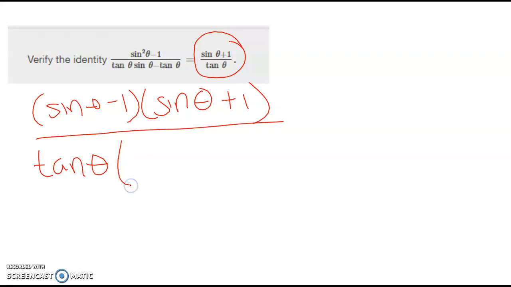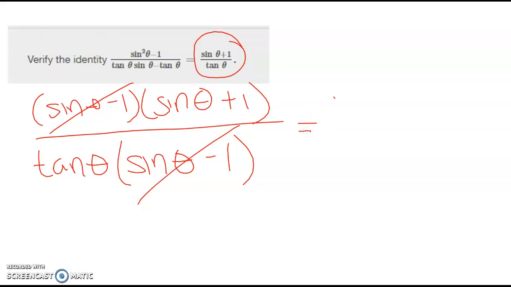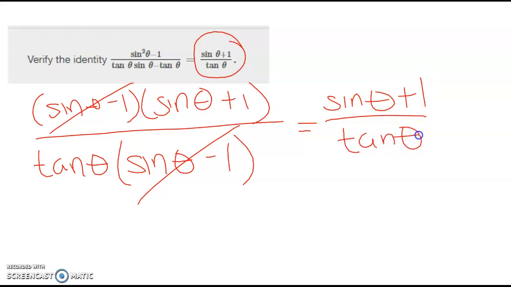So I'm going to pull out my tangent theta because I know I need that to be in my denominator. And I get sine theta minus 1. Well, I have a sine theta minus 1 up top, and I have a sine theta minus 1 in my denominator. So I get sine theta plus 1 over tangent theta, and it checks out.